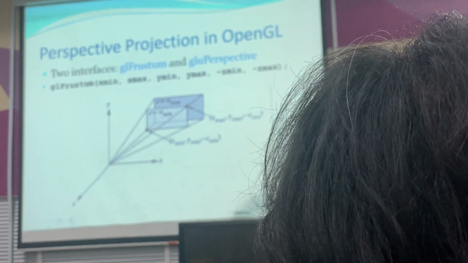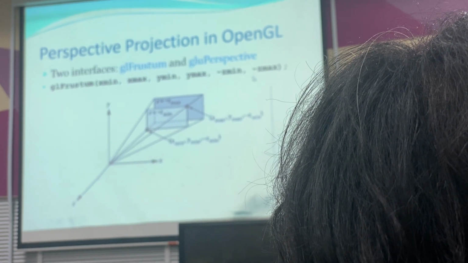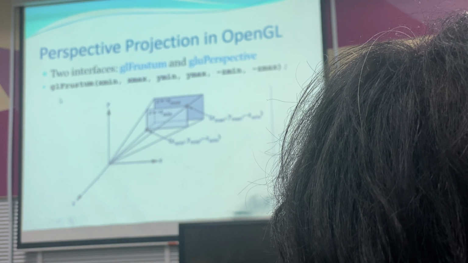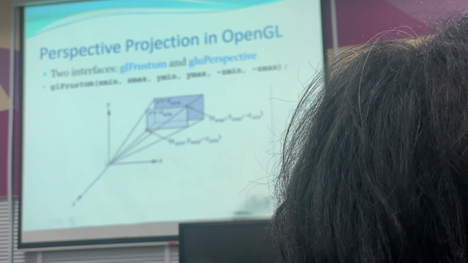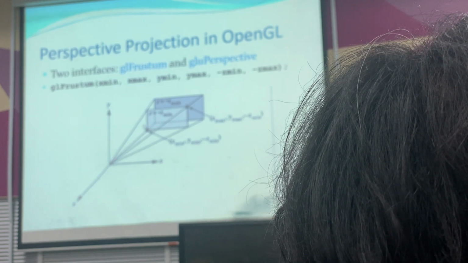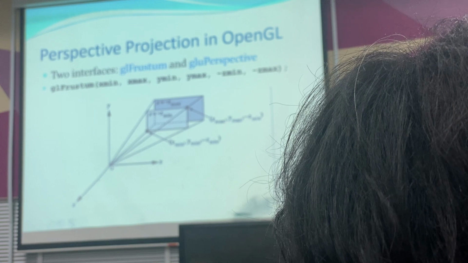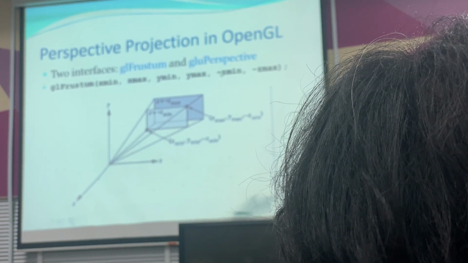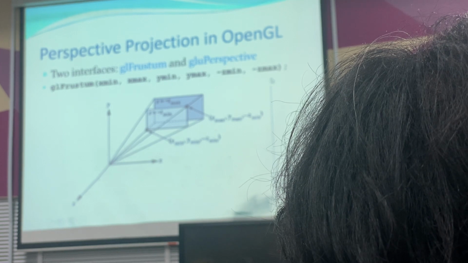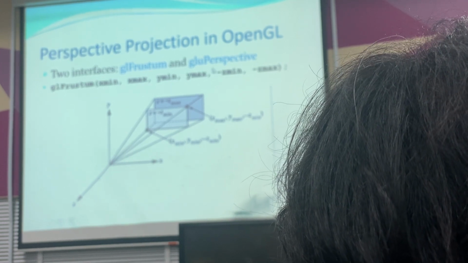And why is there a negative here? Why do you put negative here? This is glFrustum, and later we are going to use this value. It's because your camera is facing the negative Z direction, and your camera is at 0, 0, 0 here. That's why you put negative, called negative Z-min and negative Z-max. Then we have gluPerspective.